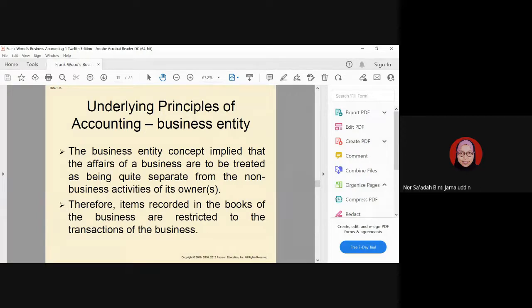It is because in accounting, the principles of accounting are very important, and one of the principles of accounting is the business entity. You should separate it.